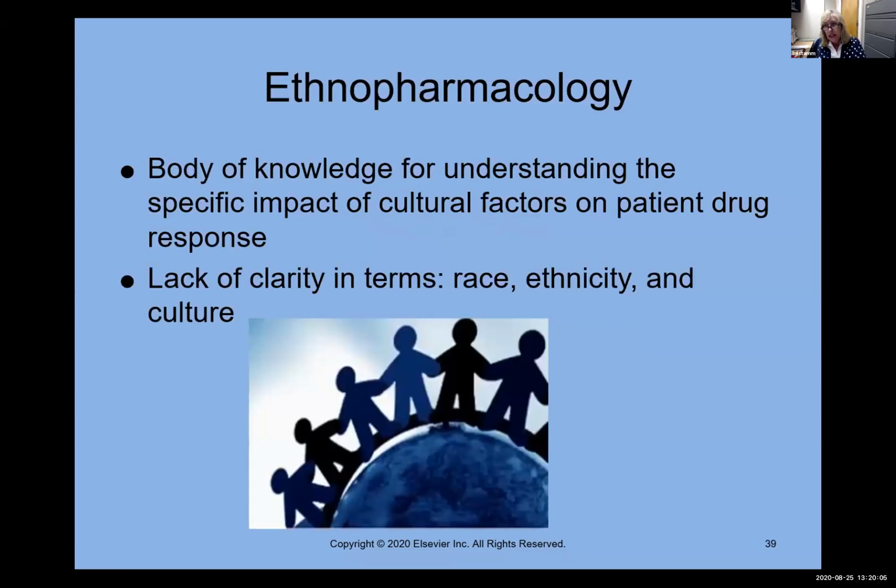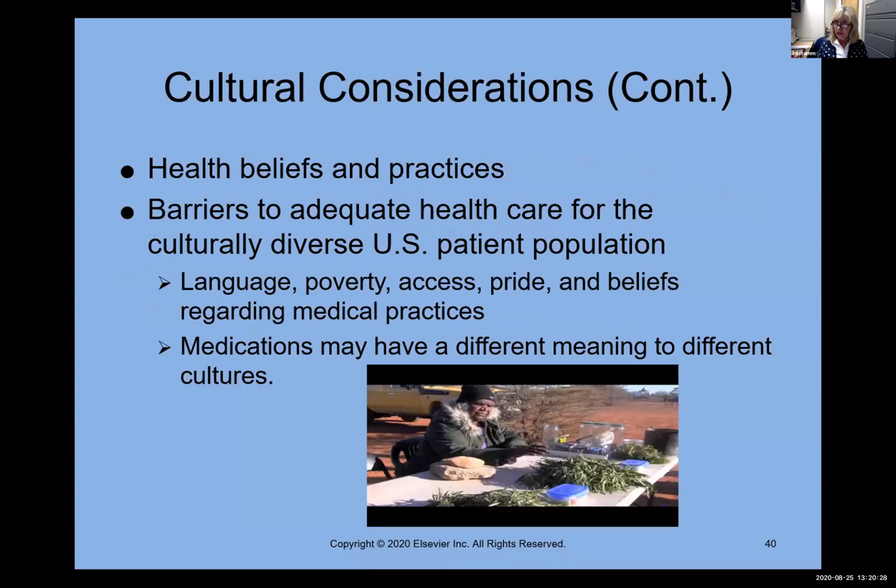We also need to assess culture when we're looking at med administration. Ethnopharmacology is just a very big word to talk about culture and medications. So when we're assessing our patients, we need to also assess their belief system about health, some of their practices.